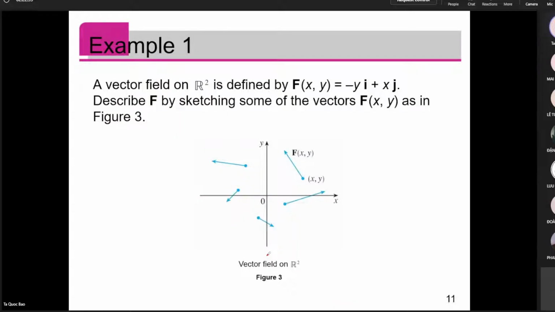Now we consider an example. For simplicity, we just consider a vector field on R2. Here we have F(x, y) equals minus y i plus x j. So now we need to describe exactly what the vector field F(x, y) looks like. The picture looks like this, and now you can see how to find this vector field.